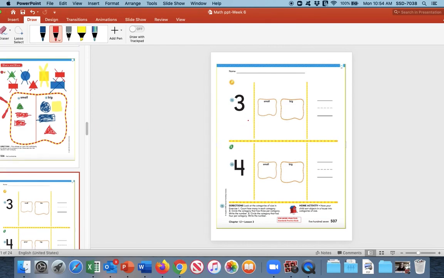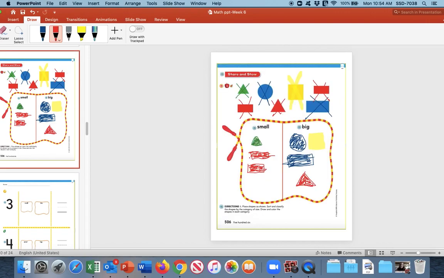at the directions. It says look at the categories of size in exercise 1, which is over here. Count how many in each category. So we're looking to see which one has 3 shapes. So if we go back over here, let's count. I'll go ahead and bring it up so you can see it bigger. Well, let's count. 1, 2, 3. This side, the small side, has 3 shapes. This side has 1, 2, 3, 4.